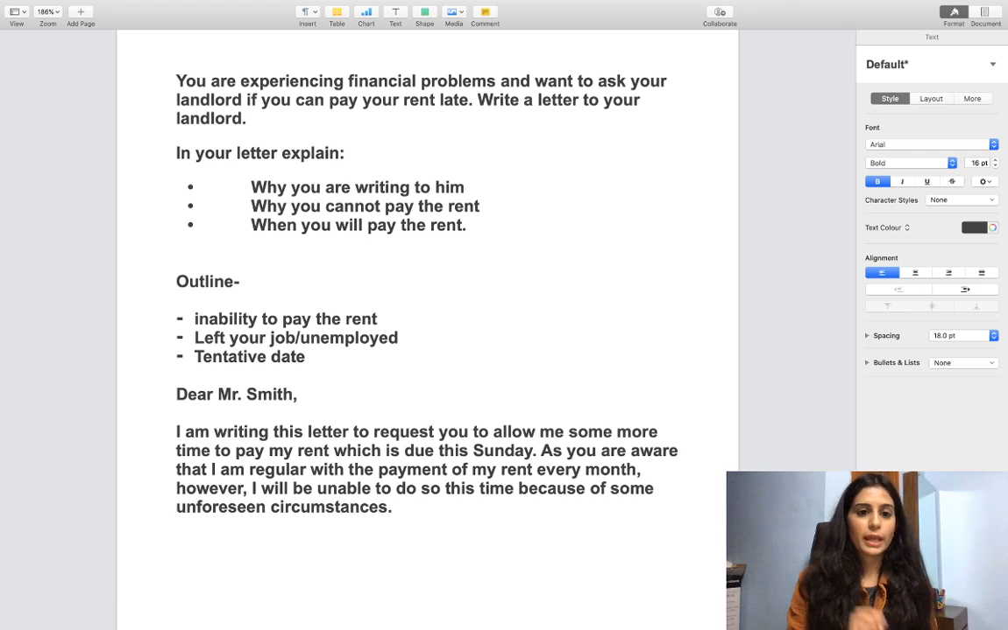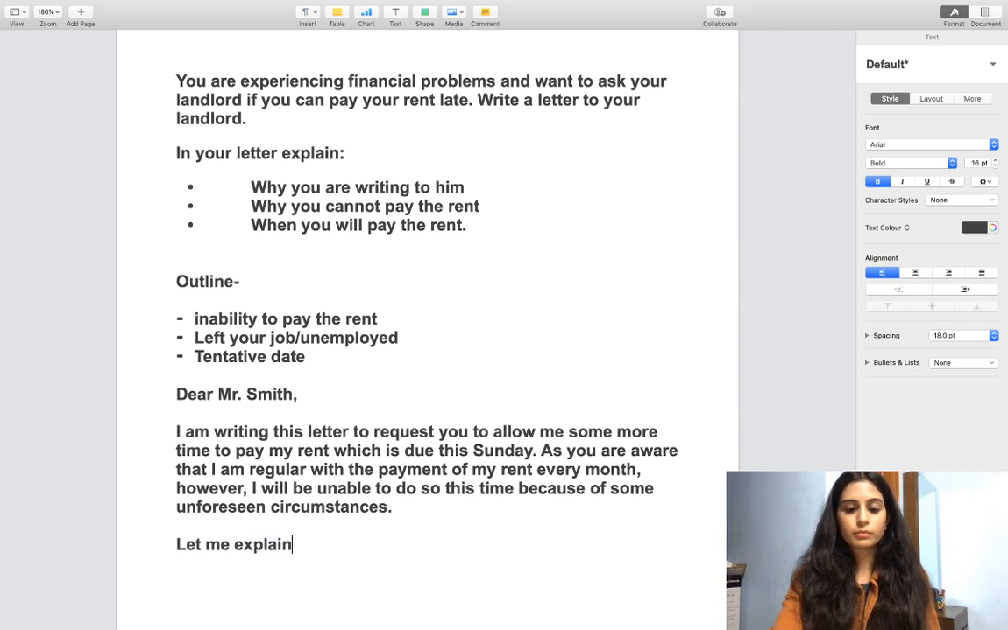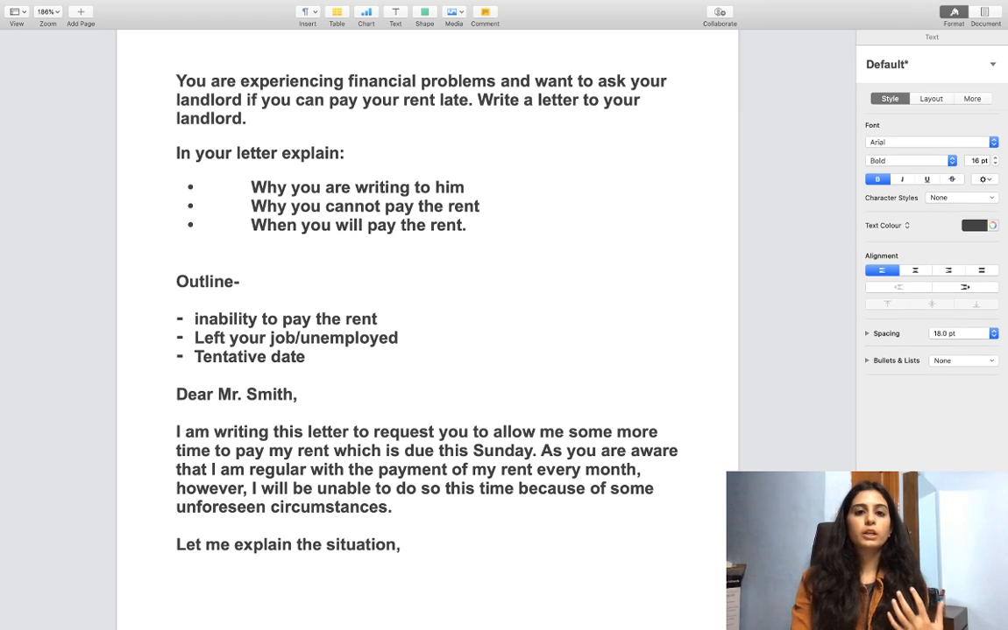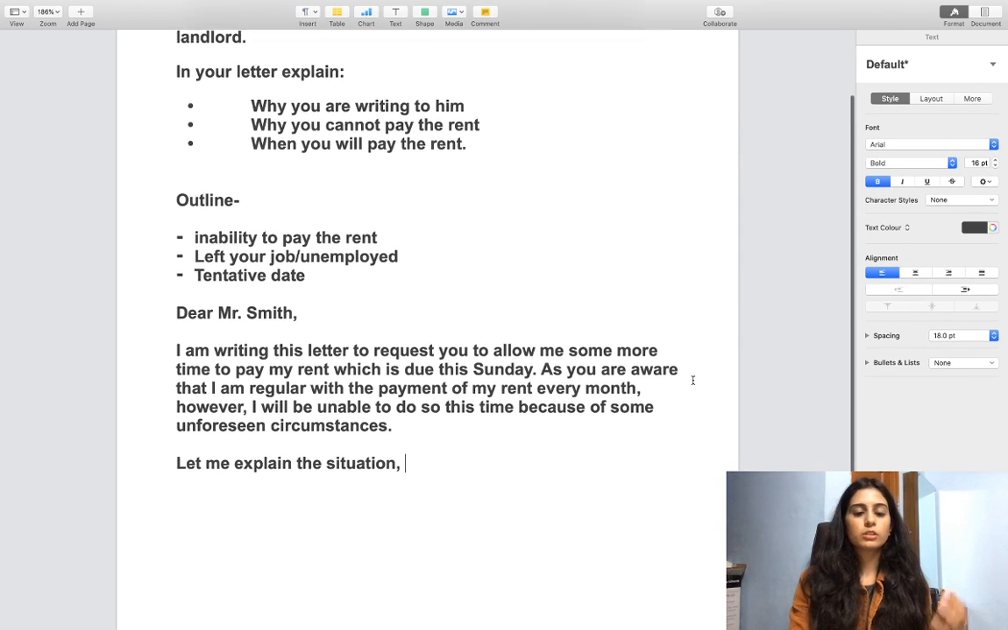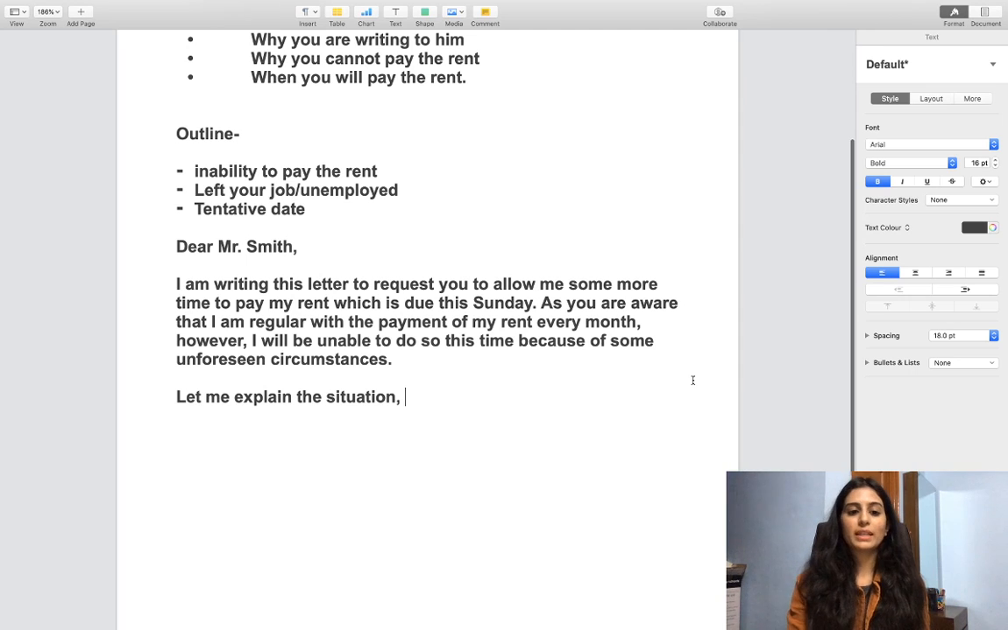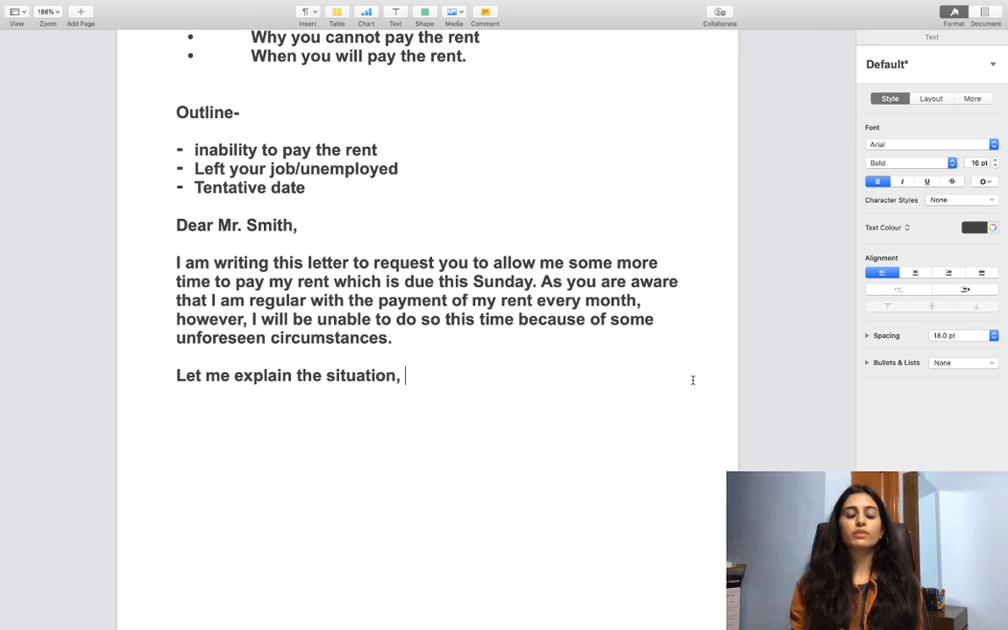So let's move on to the next one. Why you cannot pay the rent. So you have to tell why. So you can start with, let me explain the situation. So this is how you are using connectors to connect the previous paragraph with the next paragraph. So connectors do not always have to be however, moreover, furthermore. These words are also used as connectors. So let me explain the situation.